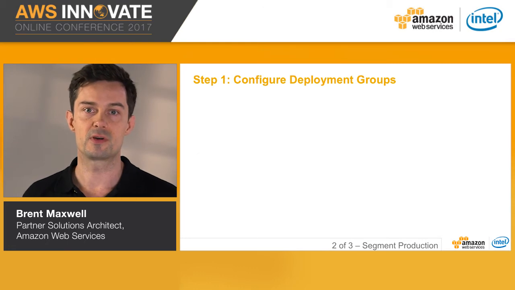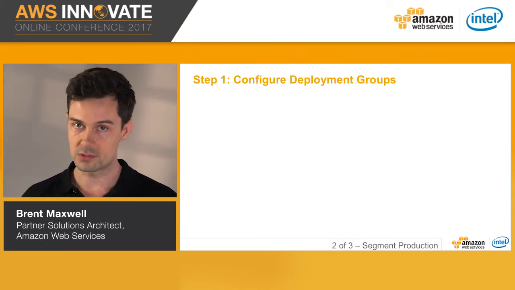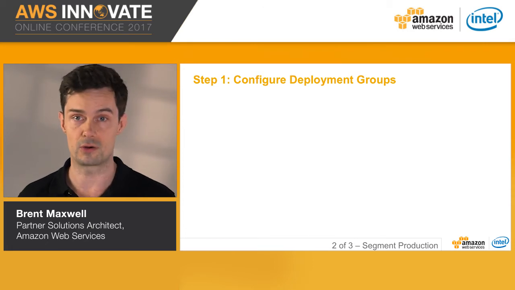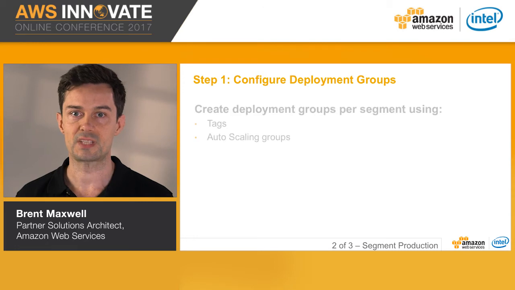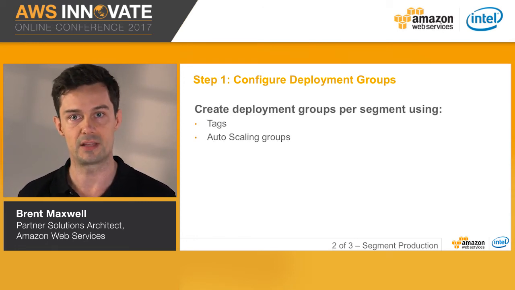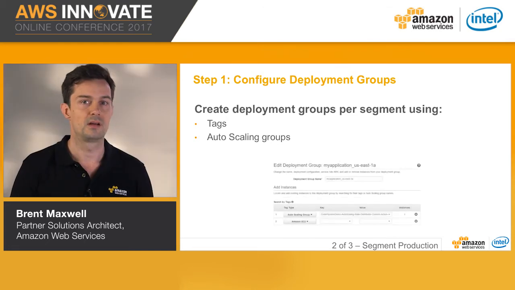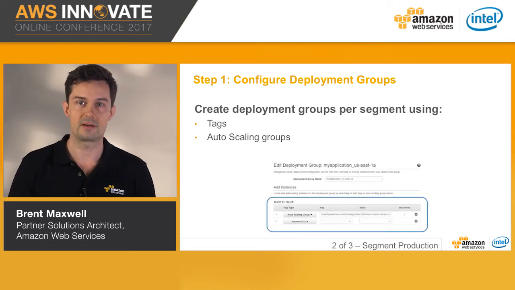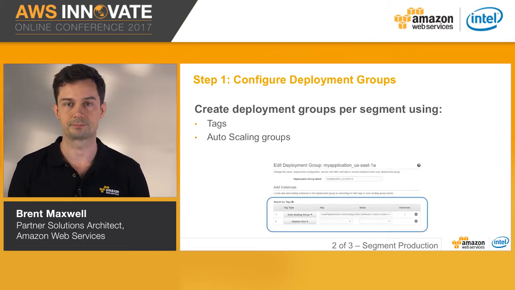To set this up, the first step is to configure your deployment groups. As I mentioned earlier, there are other tools available, but for our demo, we're using CodeDeploy to model our segments, as it makes it really easy. It allows you to use tags or auto-scaling groups to carve up the deployment segments. You see here a screenshot of the part of the console where you define these.